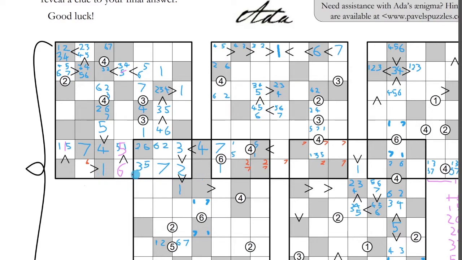One, two, three, 4, 5. 3, 4, 5 need to go here and here and here. But they could go anywhere at all.